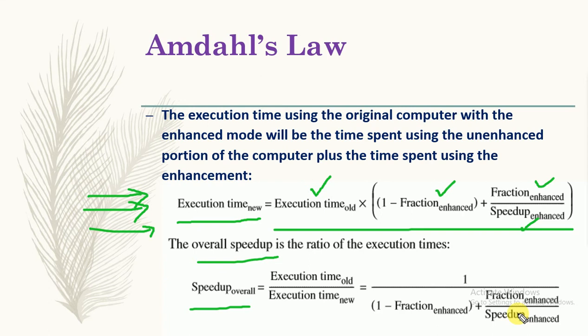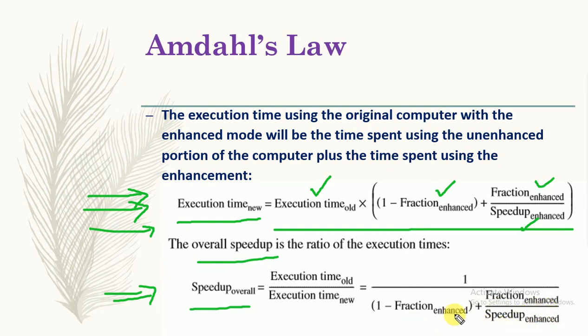So what will be the derivation? You have to remember 2 points. First thing is, according to Amdahl's law, the execution time of a new system is equivalent to execution time of old into 1 minus fraction enhanced plus fraction enhanced divided by speed up enhanced. What is the overall speed up? Most of the problems will be asking to find out the execution time and the overall speed up. So overall speed up is equivalent to 1 divided by 1 minus fraction enhanced plus fraction enhanced divided by speed up enhanced.